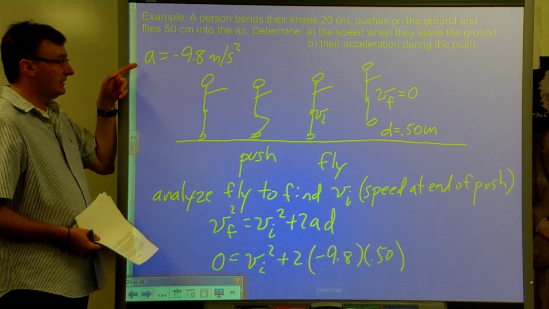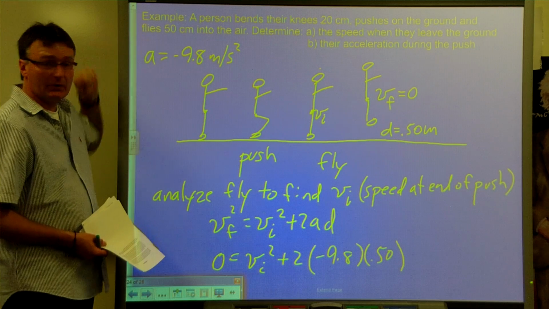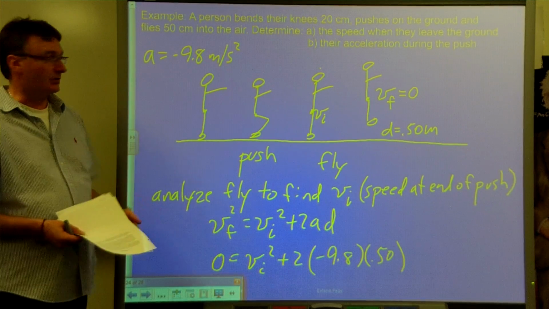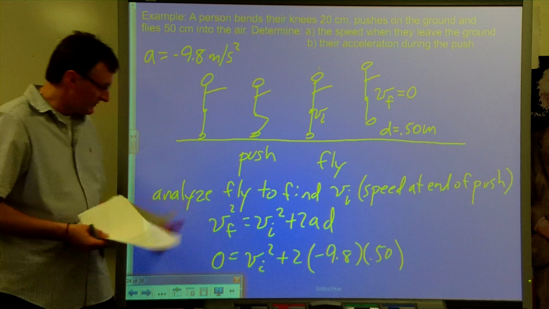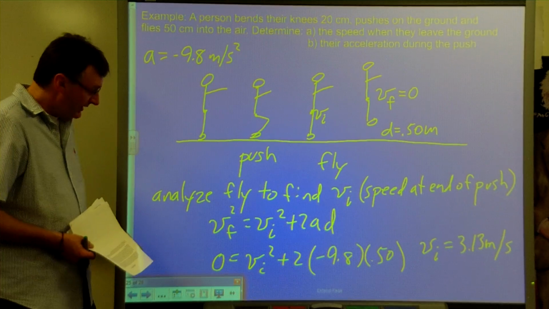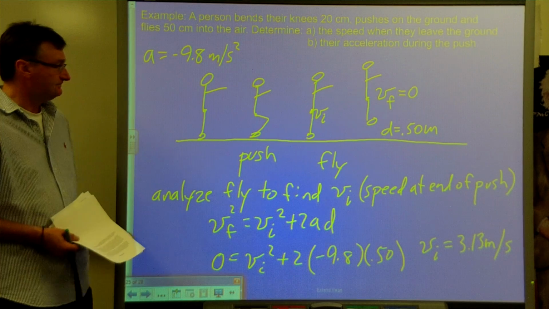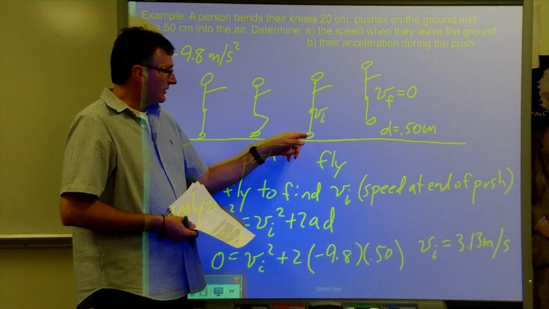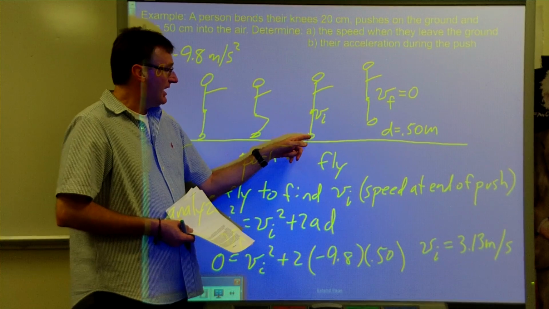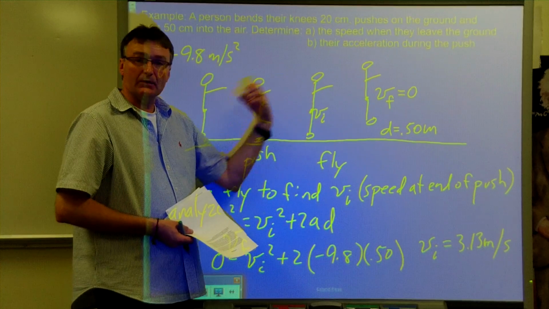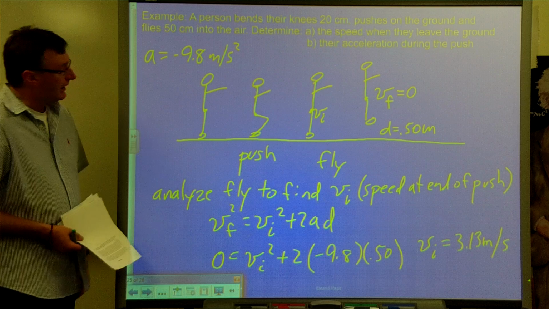The acceleration in each of these situations, the acceleration due to gravity, is minus 9.8 meters per second squared. And I'm sure you've come across that before. So we can just put those numbers into the equation here, and I trust that you can do the algebra. And when you do, you will get an answer of 3.13 meters per second. So we've just determined that the person had to have been going at 3.13 meters per second. That would have been their velocity as soon as they left the ground, and that would enable them to fly 50 centimeters or half a meter into the air. All right, so that's the first part.